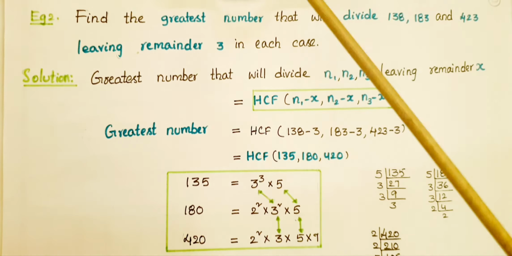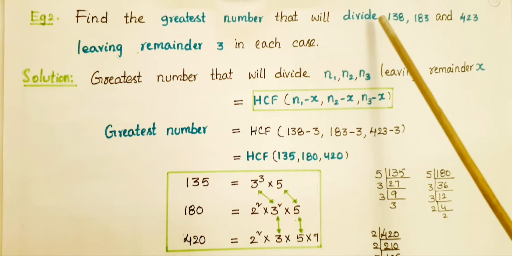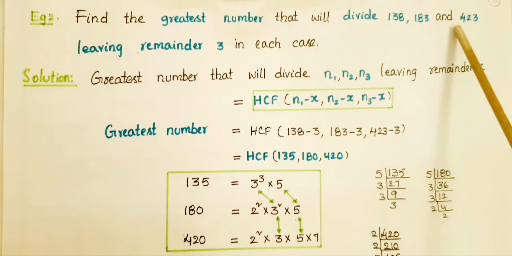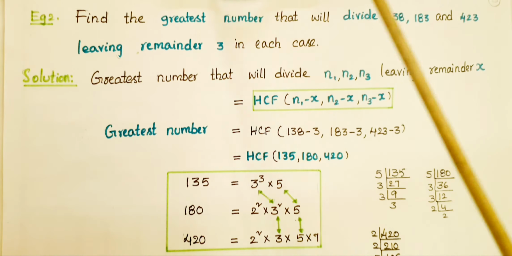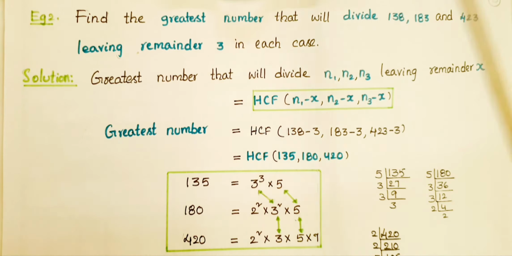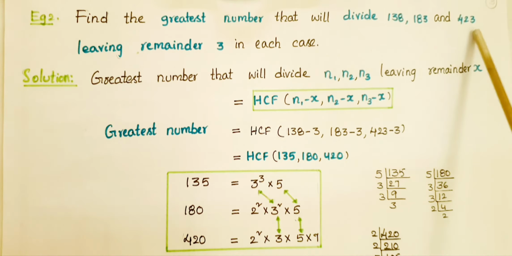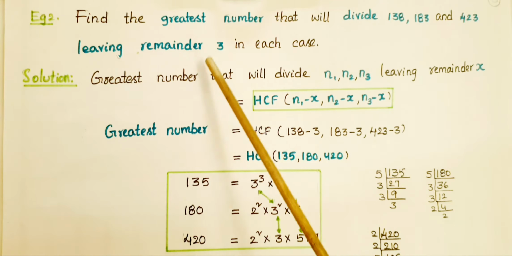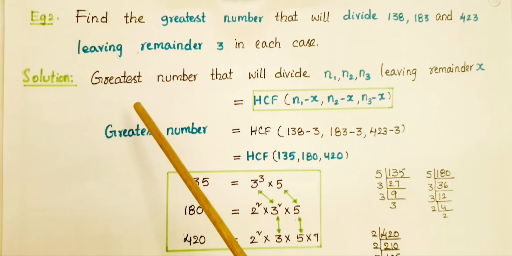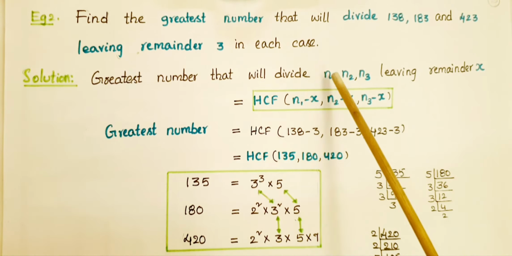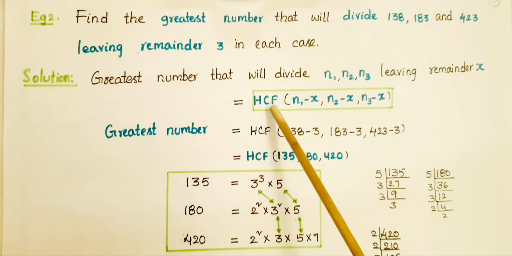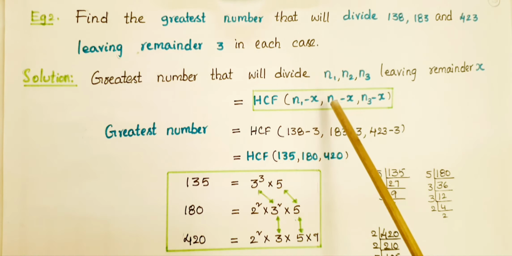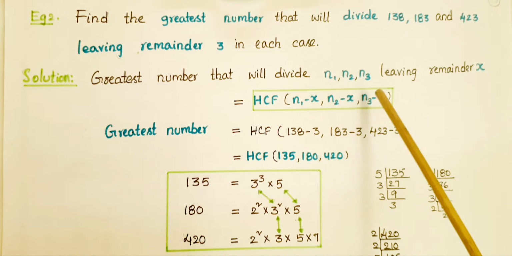This is the second example. Find the greatest number that will divide 138, 183 and 423, leaving remainder 3 in each case. So here we have to find the greatest number that will divide these three numbers, leaving the same remainder in each case. So the greatest number that will divide n1, n2, n3, leaving remainder x is equal to HCF of n1 minus x, n2 minus x, n3 minus x.